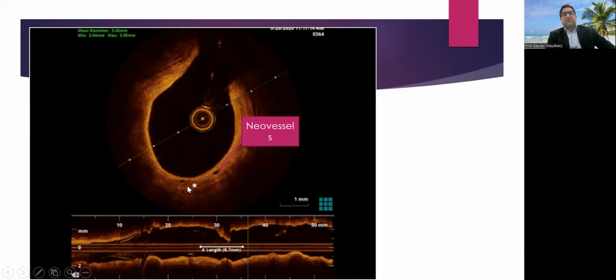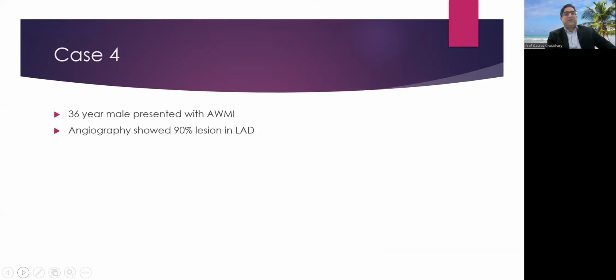Again, at 5 or 6 o'clock, we can see there are new vessels. So this is how we can identify the various structures on OCT.